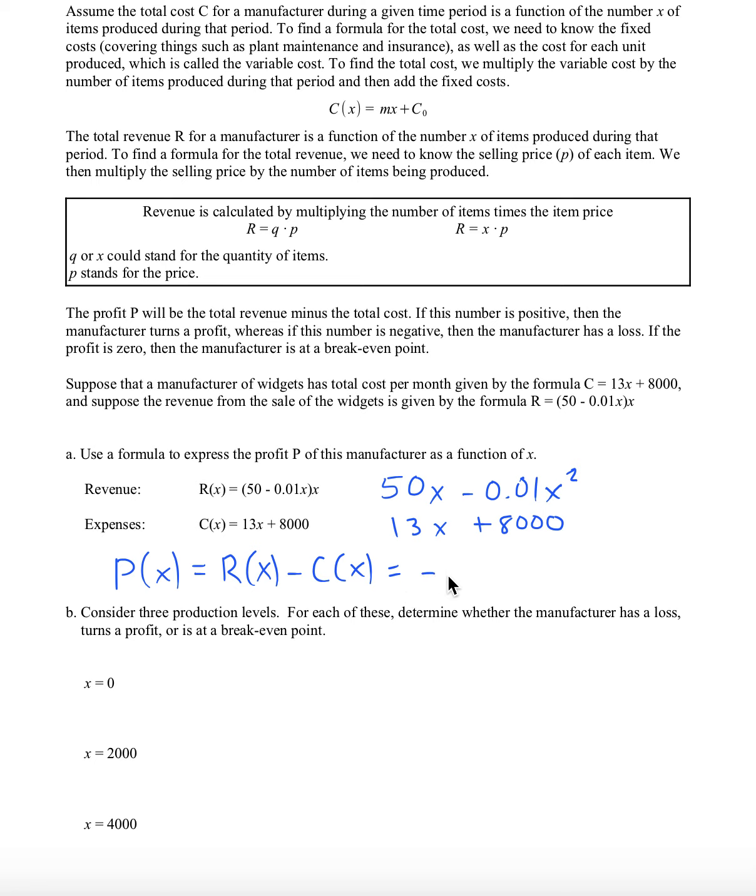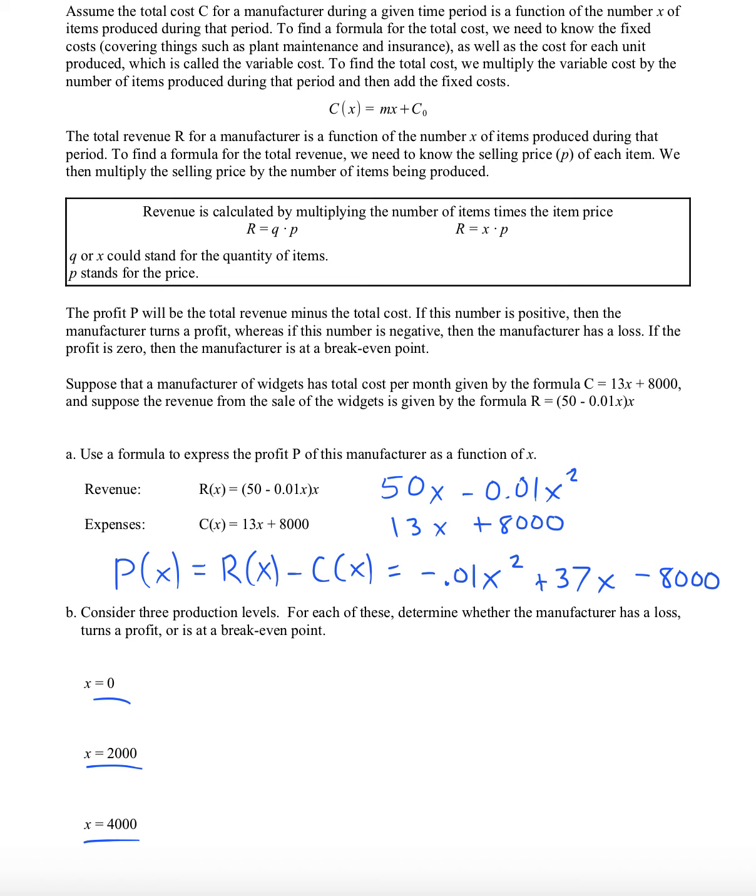So we'll get negative 0.01x squared plus 37x minus 8,000. Okay, so we have a quadratic trinomial. Now we want to determine when the manufacturer will have a loss, a profit, or perhaps break even. Several production levels are given. Here's where they make no items at all. Here they make 2,000 items, and then here 4,000 items.